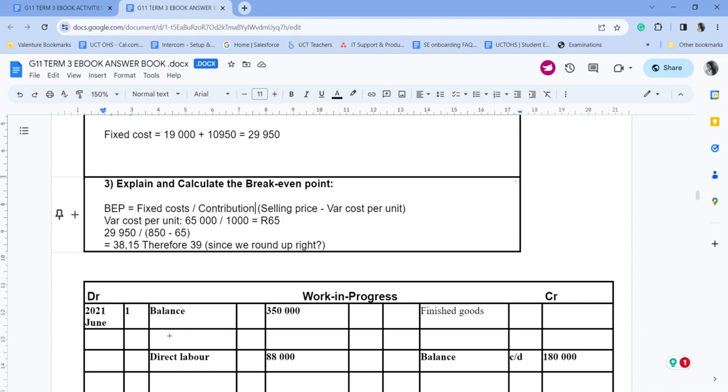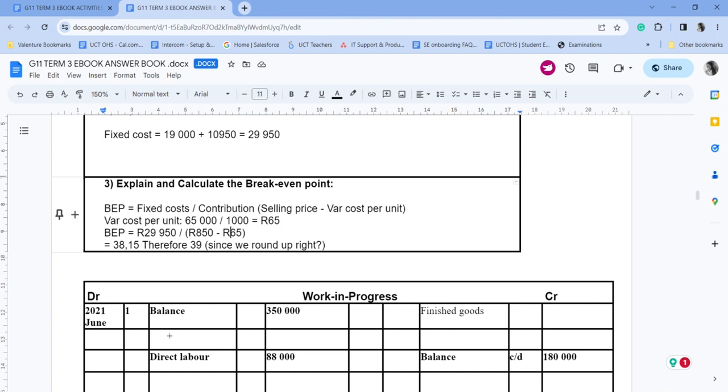So let's put it into numbers so that you see it clearly. The variable cost per unit was already calculated at the top, and we got 65 rand, which means that our break-even point will be 29 rand, the fixed cost, divided by 850 minus 65 rand. I always advise learners that for you to get the proper answer, always start with the bottom part of the fraction.